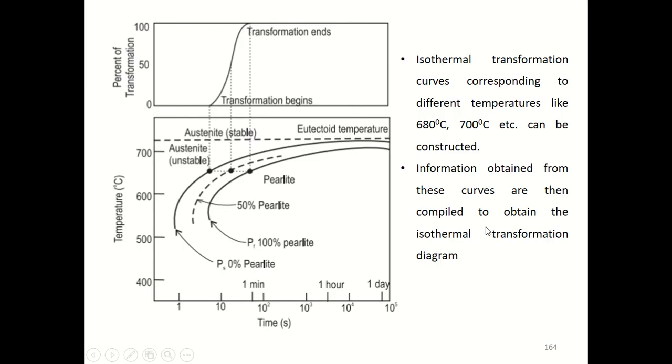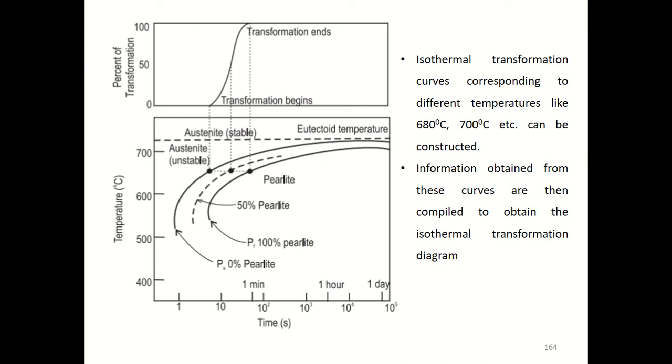Now let us see, this is a curve. Now look at the bottom one. I will tell you one by one, don't worry. Before that, as I told you, the isothermal transformation curves corresponding to different temperatures like 680, 700, etc. can be constructed using the same procedure mentioned before.